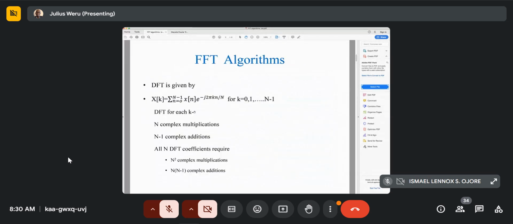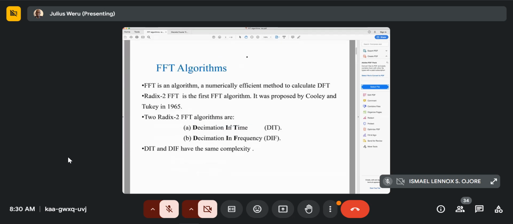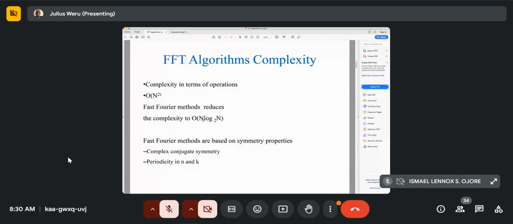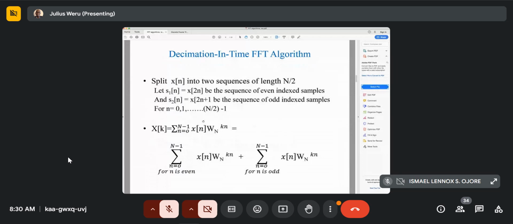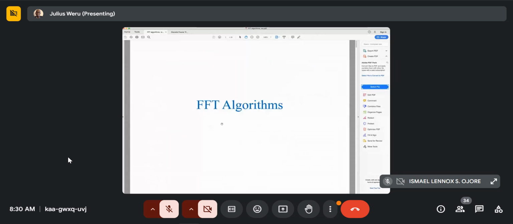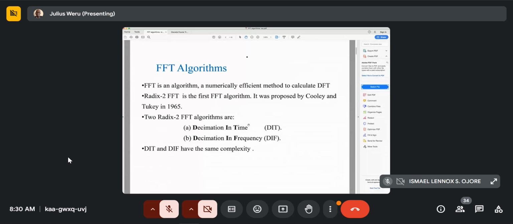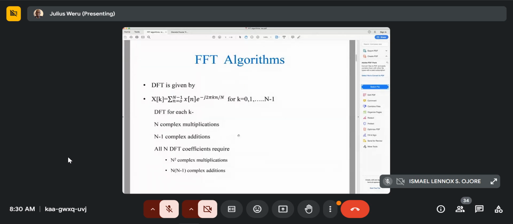That WN, so we can write this simply as x of n, W sub N to the power of kn. Yeah. So what we are going to do if you use the conventional DFT, it means, sorry, when you see moving like that it is because of this mouse, sometimes I'm used to moving the other way around.